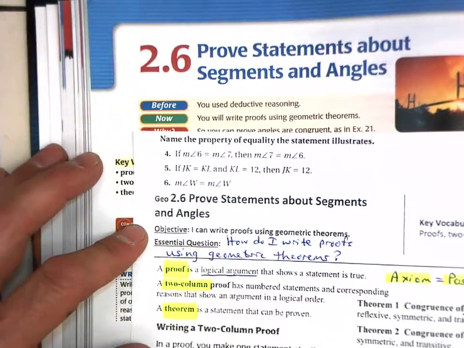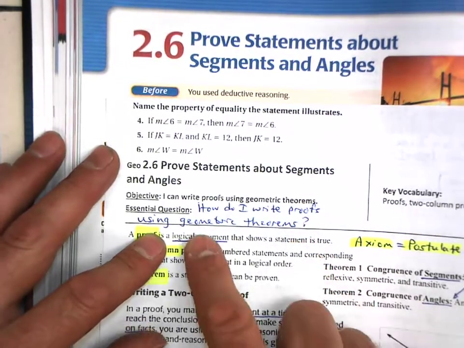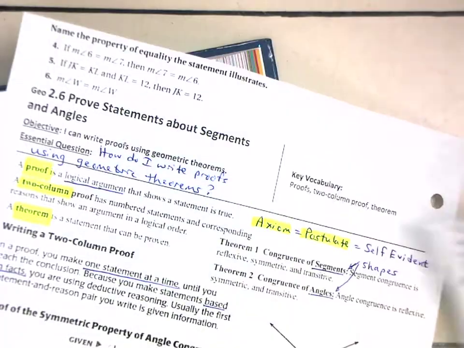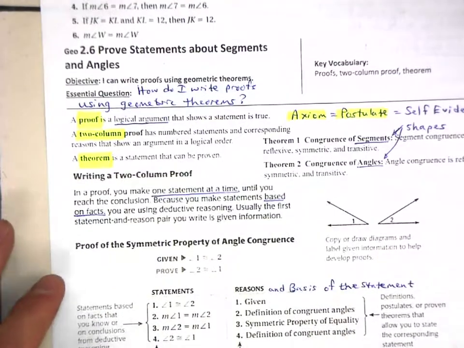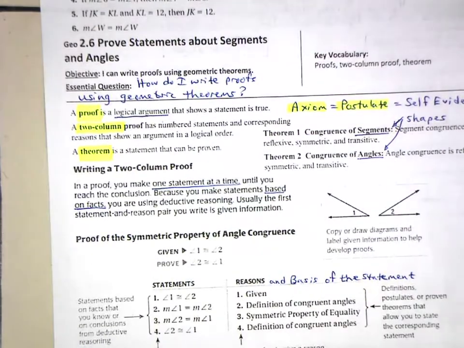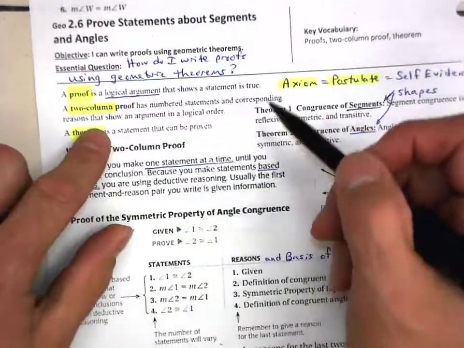Here we go, 2.6. Essential question is, how do I write proofs using geometric theorems? And this is a bridge section of sorts. It's difficult to think through these things, but it really is very helpful to understand these concepts. It's also helpful if I have my pencil with me. So thank you for your patience as I ran over and grabbed my pencil.